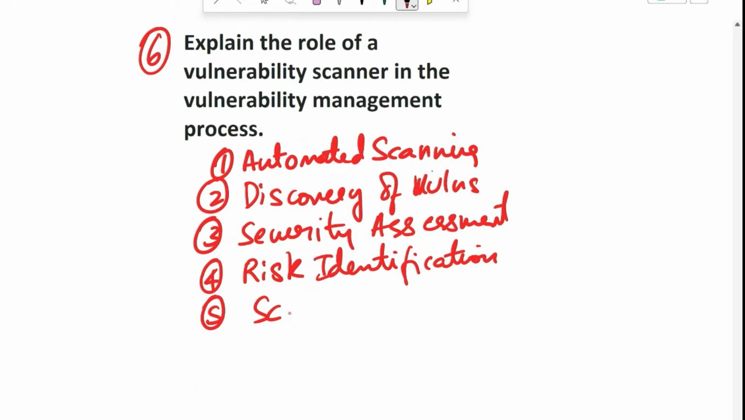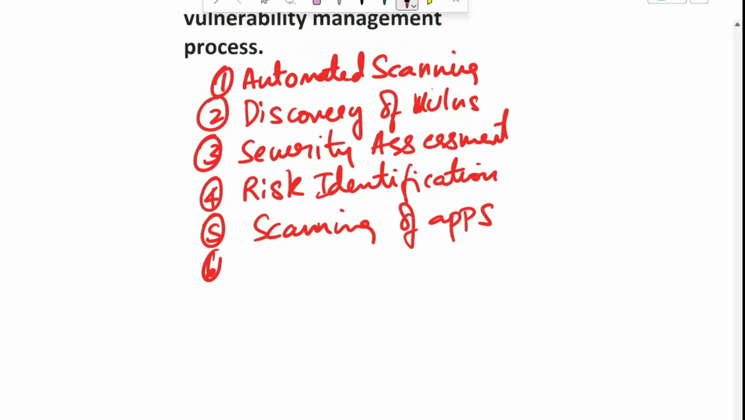Next is scanning of applications. Many modern vulnerability scanners also include capabilities to scan web applications and APIs for security vulnerabilities such as injection attacks, cross-site scripting, and insecure configurations. Next is network assessment. Vulnerability scanners analyze network configurations and identify potential security weaknesses that could lead to unauthorized access, data leakage, or other security breaches.